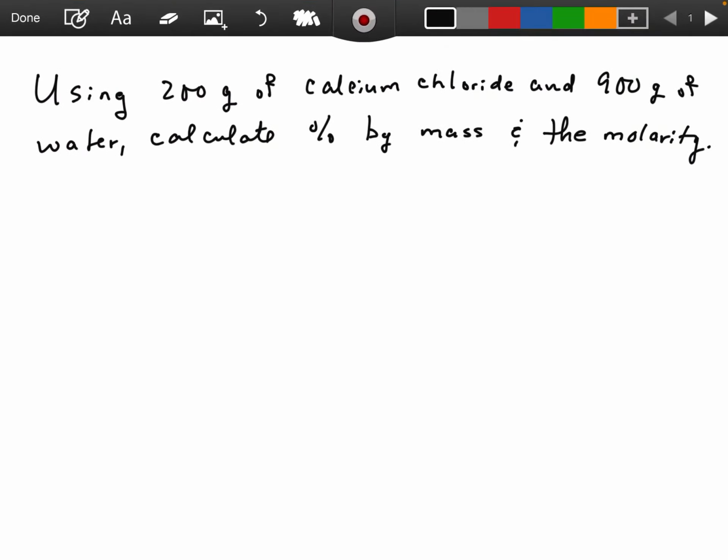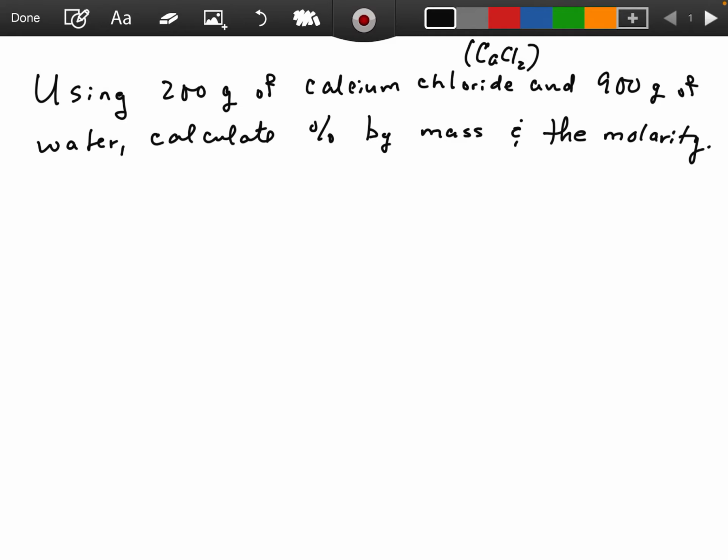Example of how to work these questions. Using 200 grams of calcium chloride, I would give you the formula. Forget to put that in. And 900 grams of water, calculate percentage by mass and the molarity.